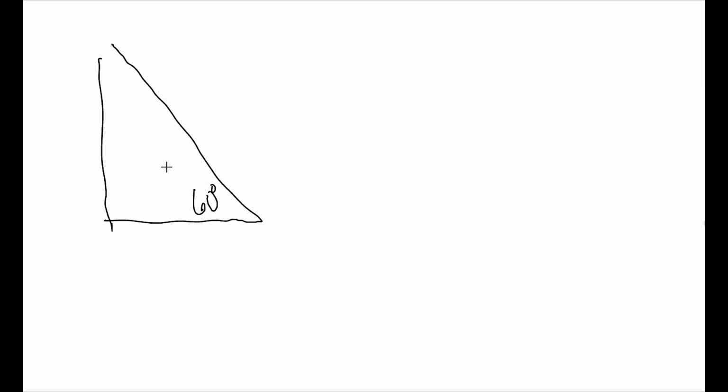They could also switch the positions of the angles on you. So you need to be careful that you realize the shorter leg is always across from the 30, no matter where the 30 is located. So this bottom leg is now my shorter leg.